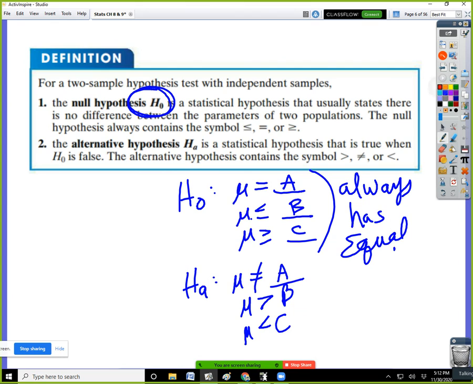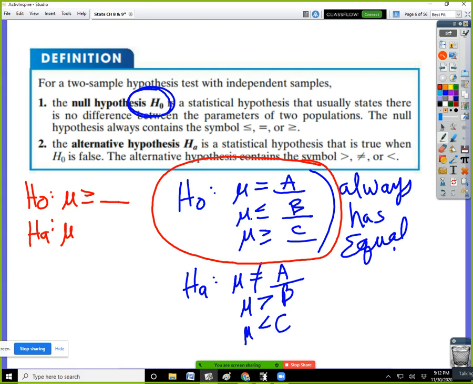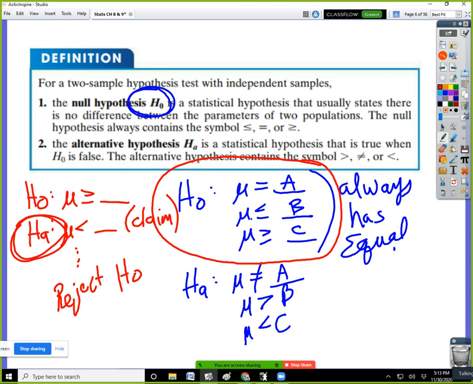So H0, this is the careful thing. H0 always has the equals. Now, even if you're making a hypothesis that something is strictly less than, what you would do is write H0: mu is greater than or equal to something, and H alternative would be mu is less than something. And then you would write in the back of it, claim, because that's what you're trying to prove: the alternative. So what you want to get to, hopefully, is where you can reject H0, thereby accepting your alternative. Does that make sense to everybody?